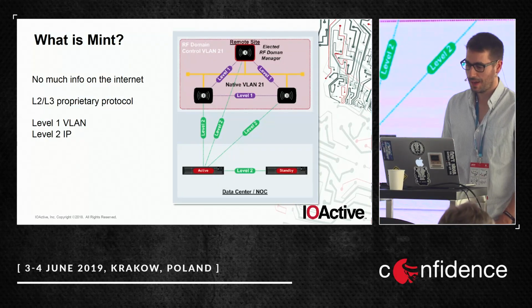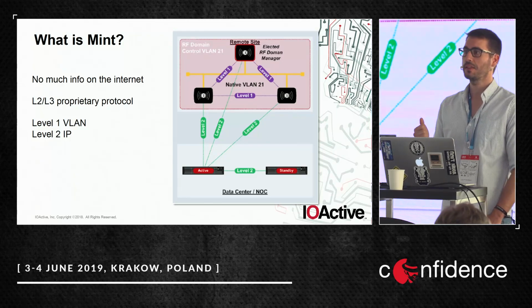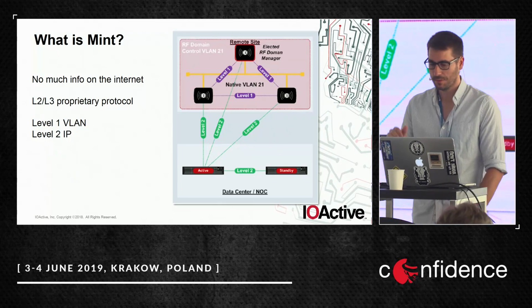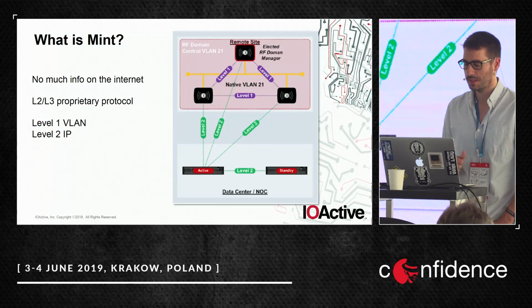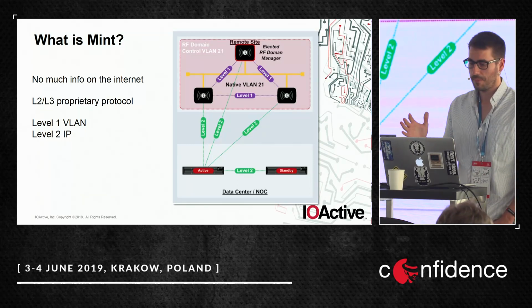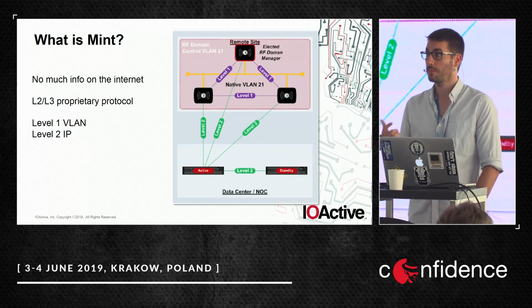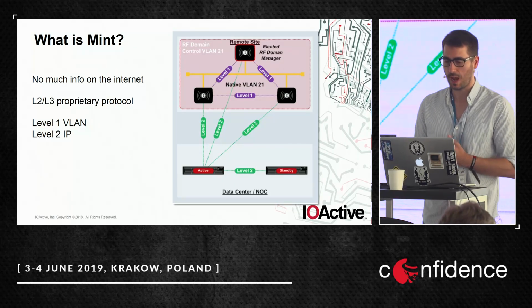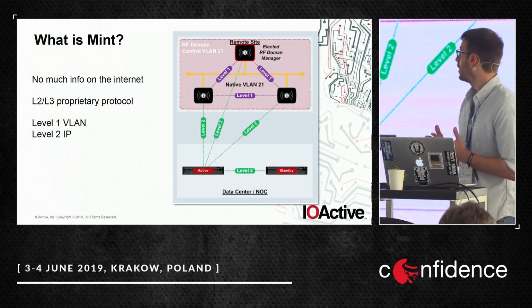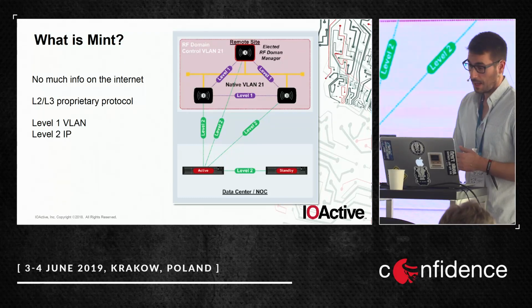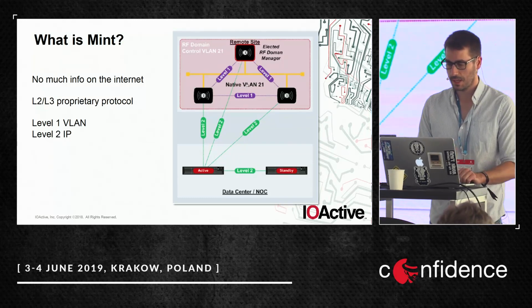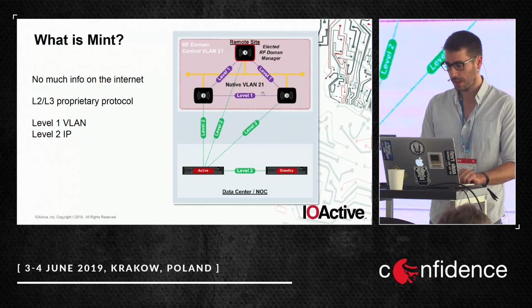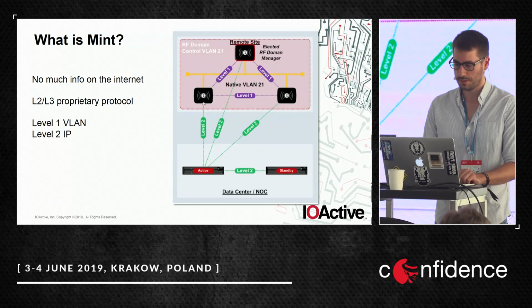About Mint, there is not much information on the internet. I mean, there is some high-level stuff, but nothing very technical or about its internals. But in the end, it's a layer 2, layer 3 proprietary protocol created by Motorola as well. And we have 2 different levels, level 1 for VLAN and level 2 for IP. But Mint basically is for communication between devices. As we can see here in this image, they use level 1 Mint to communicate between access points, or level 2 Mint between controllers, or to communicate controllers with access points.